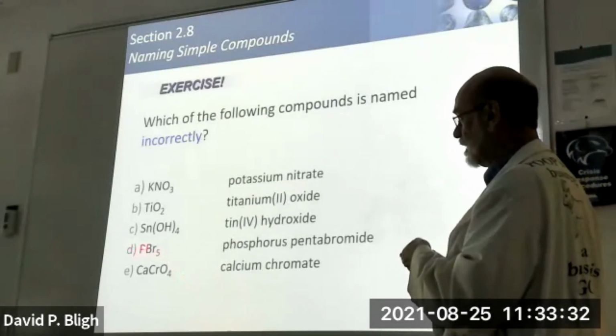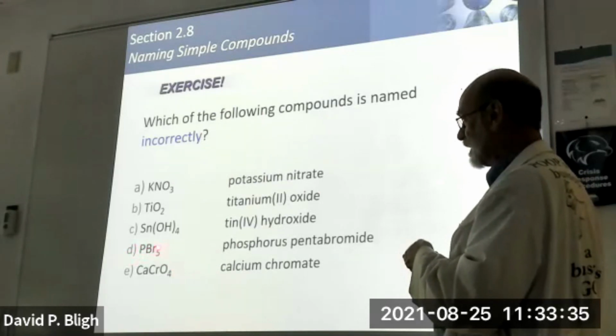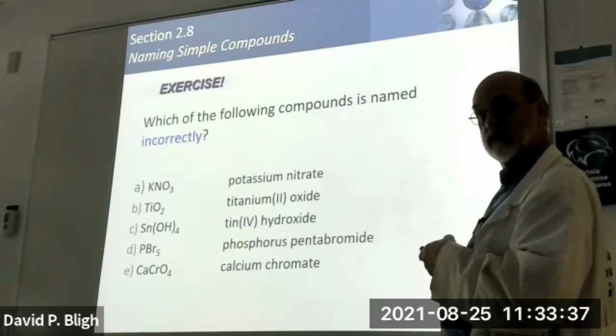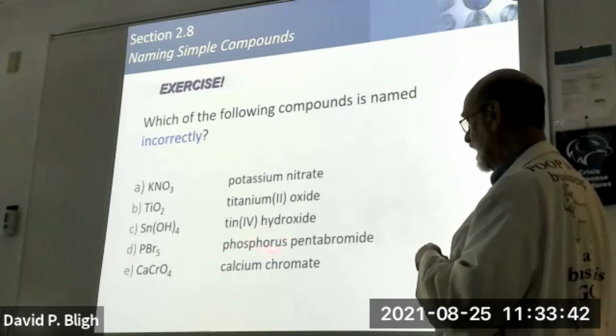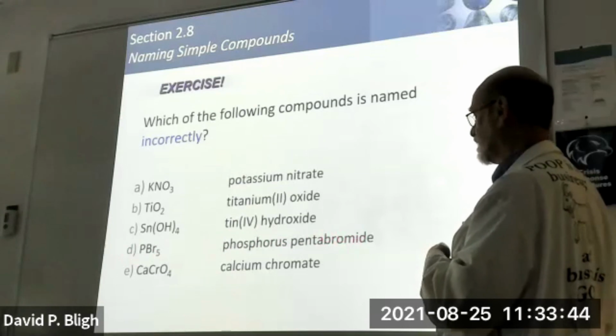So this one, phosphorus and bromine, they're both nonmetals, correct? So we need a type 3 naming convention. Phosphorus, there's only 1 of them, and penta, 5 bromides. That's correct.